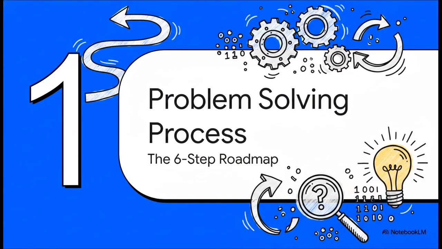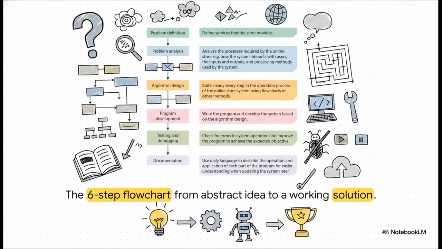Okay, Section 1, the problem-solving process, the 6-step roadmap. What's really fascinating here is how this formalizes something we honestly do subconsciously all the time. Check out this 6-step problem-solving flowchart. It all starts right at the top with problem definition, where we figure out what we actually need to do. Then, we move into problem analysis, looking at how systems interact with users. From there, we jump to algorithm design, mapping out every single step.